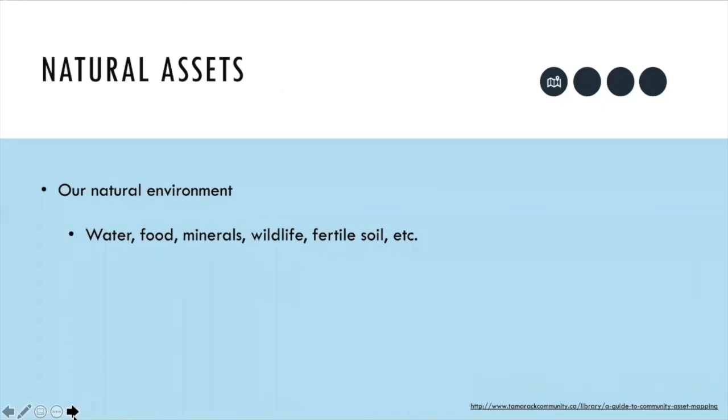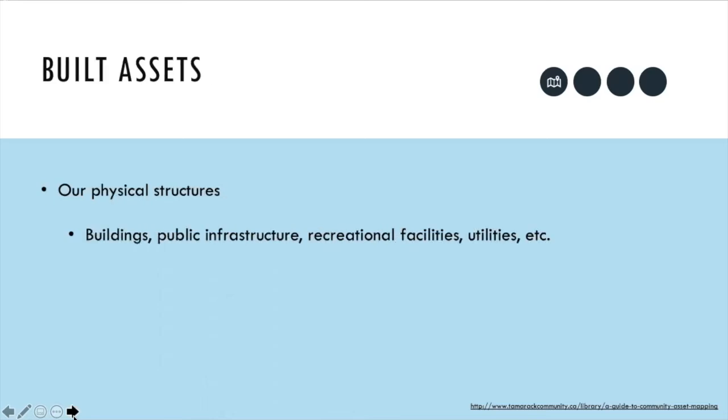The first one we'll discuss is natural assets. So this is referring to our natural environment. When you were a kid, again, you saw those bodies of water and countries. So this is water, food, minerals, wildlife, fertile soil, things like that. All of these slides, by the way, are referenced at the bottom from a study done by Tamarack Community Library, accessed online. Let's go to the next slide.